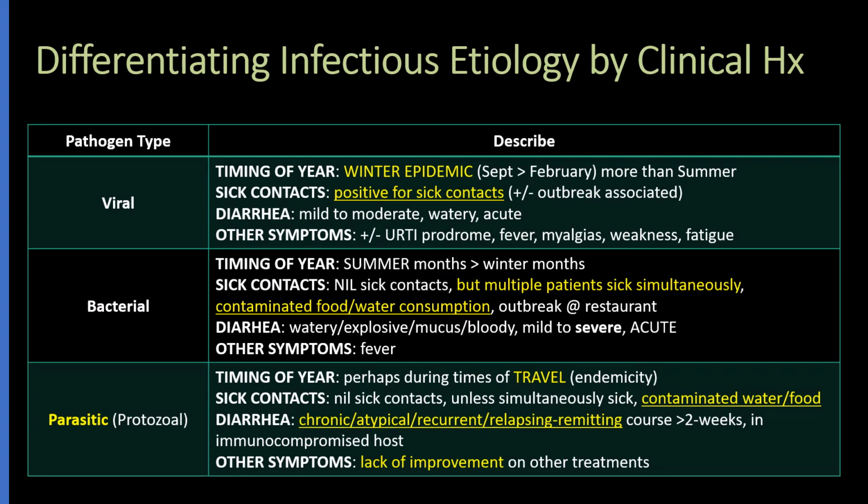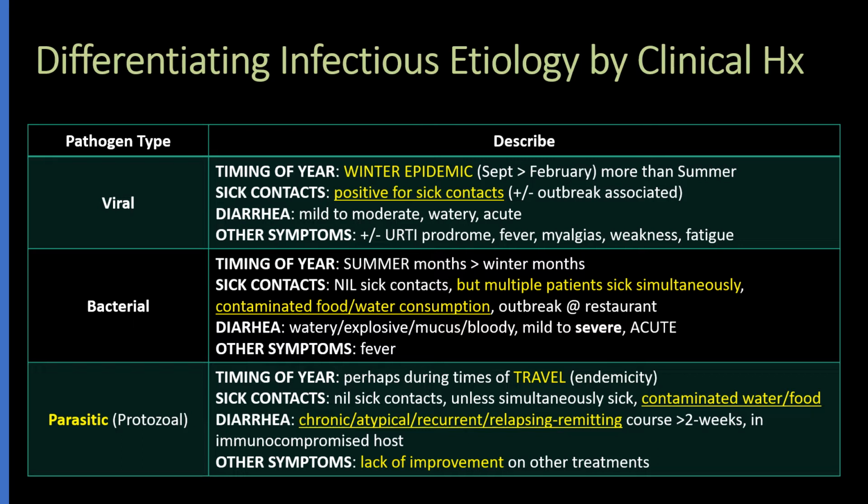In general, there are broad differences between cases of infectious diarrhea depending on the pathogen type. It is these details which help us decide on next steps. Break it down by relationship with time of year, sick contacts and contamination, diarrhea character, and presence of other symptoms. For viral diarrhea, we'd expect it in the winter as an epidemic, especially with sick contacts that might even be outbreak associated. Diarrhea is acute and generally mild to moderate, although it could be severe, and patients may have prodromal viral symptoms. Remember that the most common viruses that cause diarrhea are rotavirus in pediatrics, as well as norovirus or astro or caliciviruses in adults.